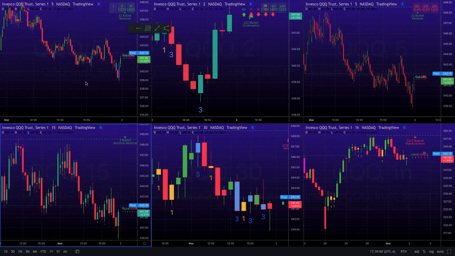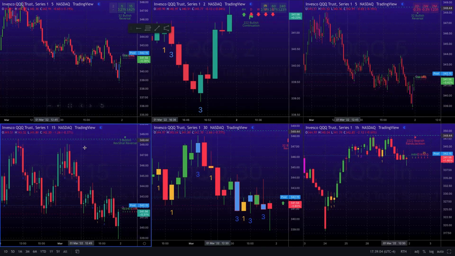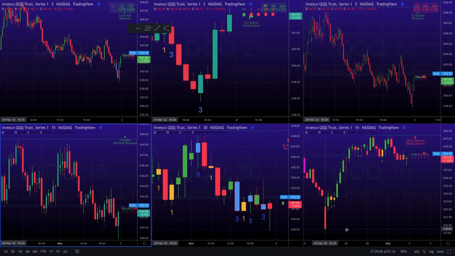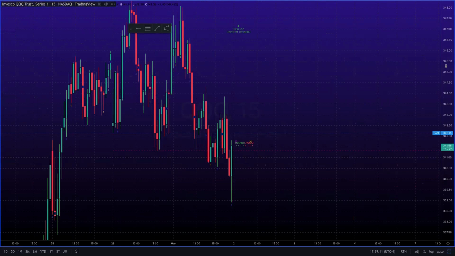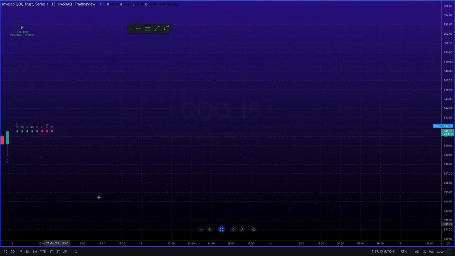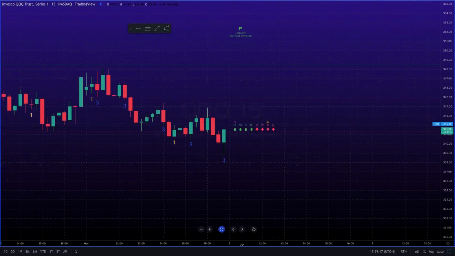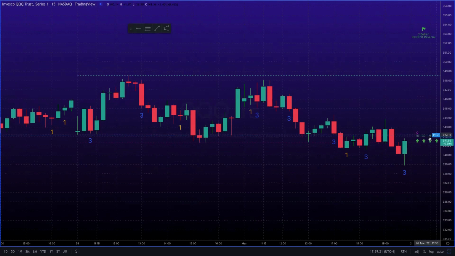I'm going to use this one here, the 15. Make that big. So even on the 15 minute, everybody's like, oh my gosh, what's going on with that H pattern? Can you help me with this H pattern? What is this H pattern? Please tell me what this H pattern is.